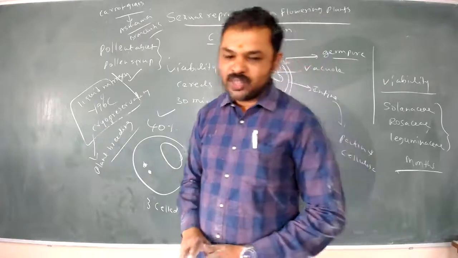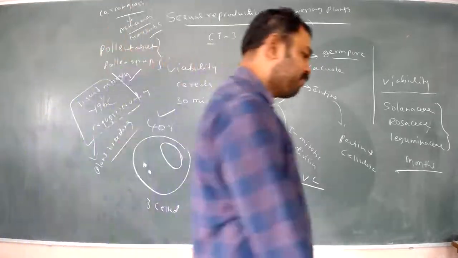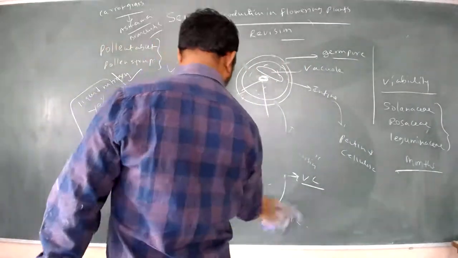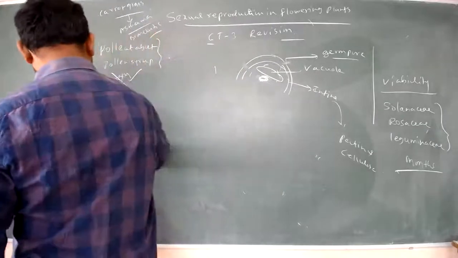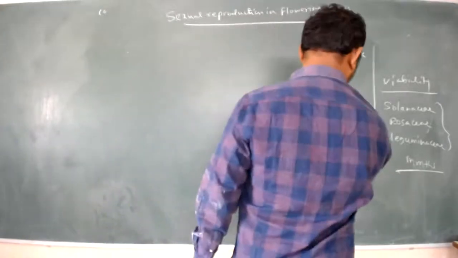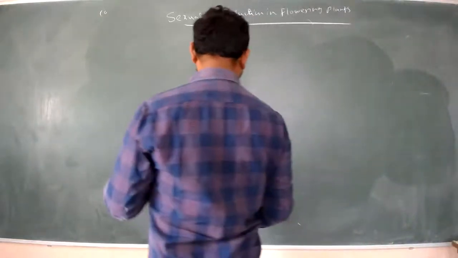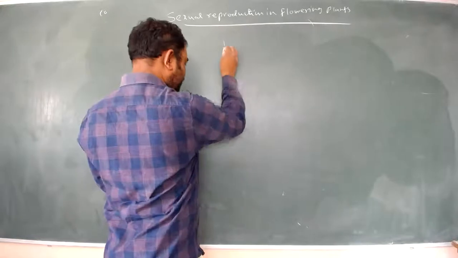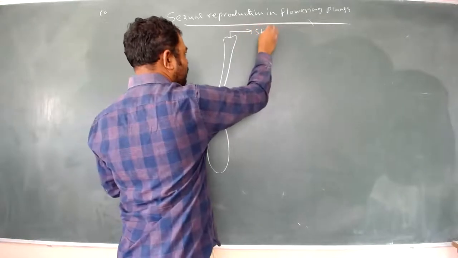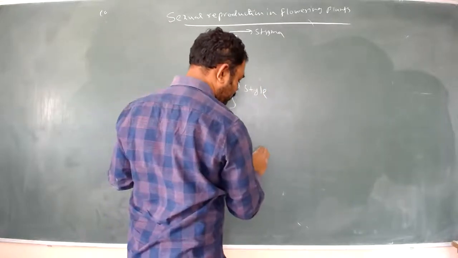Now we come to the pistil. What is a pistil? Stigma, style and ovary. These are the parts. This is the stigma, this is the style, and this is the ovary.